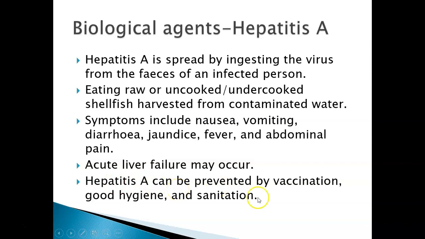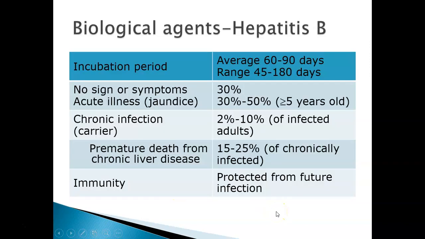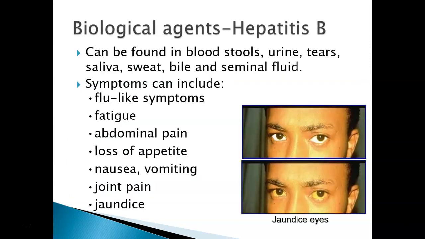Here we have a look at the incubation period of most of the hepatitis B, right? You can have a look at that. No need to learn any figures that you see there. Hepatitis B can be found in blood, stools, urine, tears, saliva, sweat, bile, and seminal fluid. Symptoms can include flu-like symptoms, fatigue, abdominal pains, loss of appetite, nausea, vomiting, joint pains, jaundice, right? And the picture does it justice there.